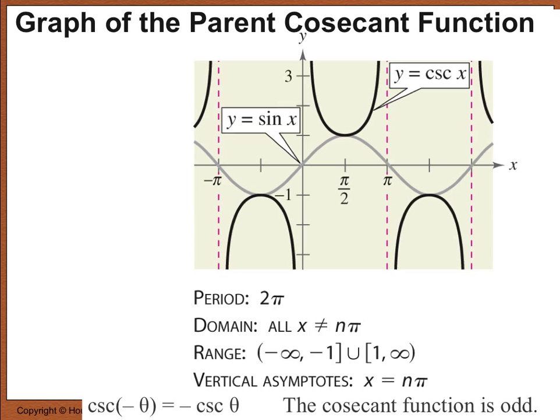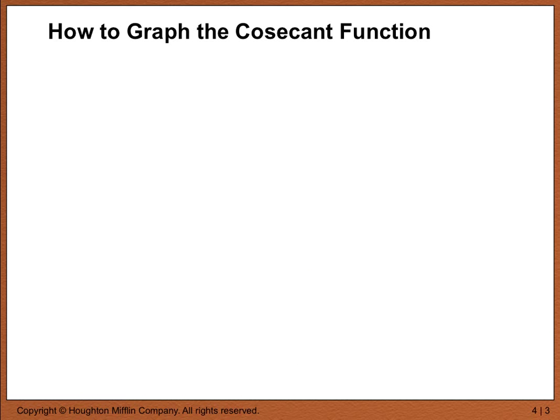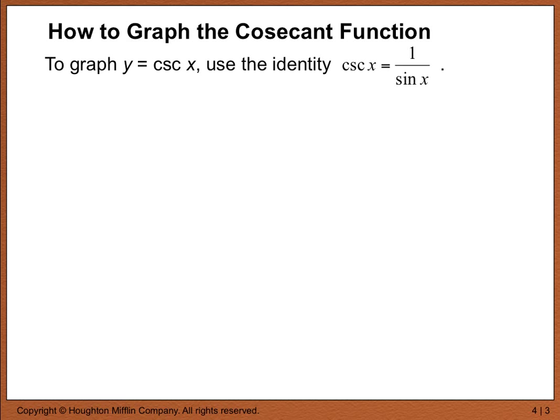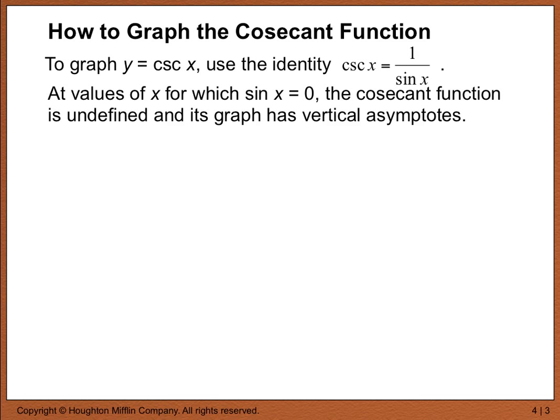And finally, the cosecant function is odd because cosecant of negative theta equals negative cosecant theta. And that, of course, means that the graph of the cosecant function, just as the graph of the sine function, is symmetric about the origin. How to graph the cosecant function? To graph y equals cosecant x, use the identity cosecant x equals 1 over sine x. So what you do is you look at the values for which sine x equals 0, and you remember that you have asymptotes there.